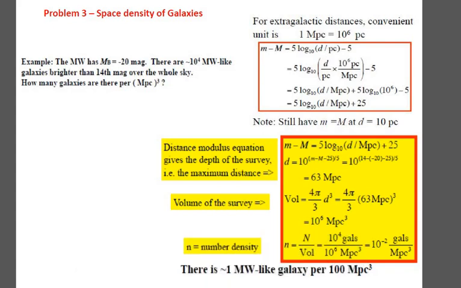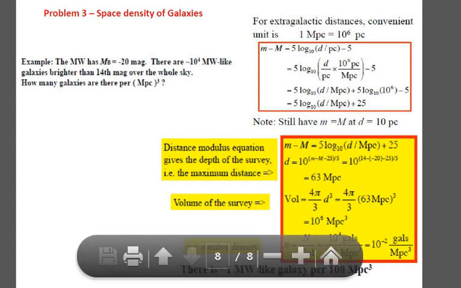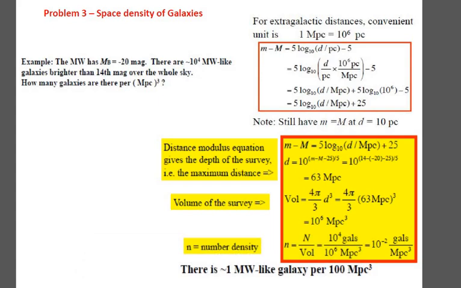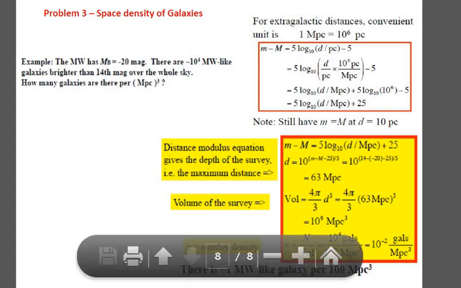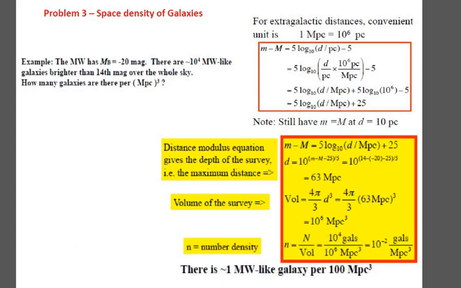And since it was initially mentioned that there were 10 to the power 4 Milky Way like galaxies, the number density of galaxies is 10 to the power 4 galaxies divided by 10 to the power 6 megaparsec cube, and this number is very interesting. It comes out to be approximately 1 Milky Way like galaxy per 100 megaparsec cube.